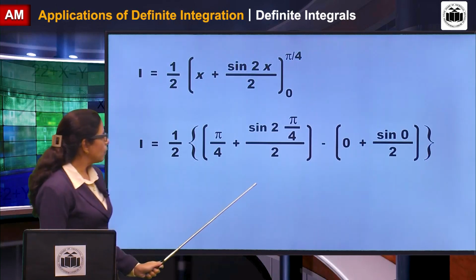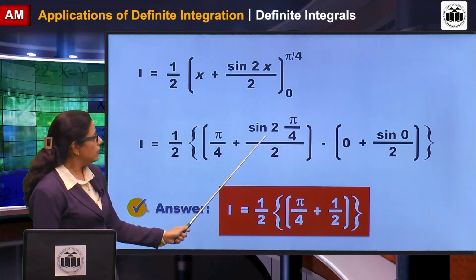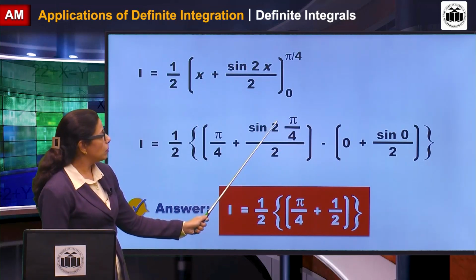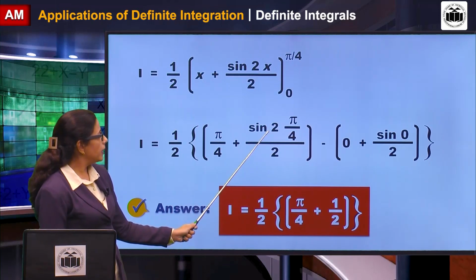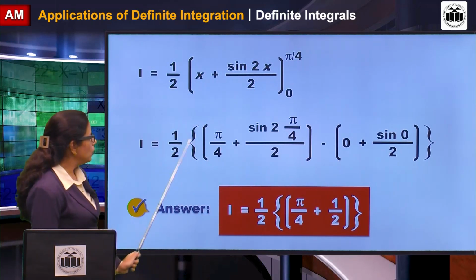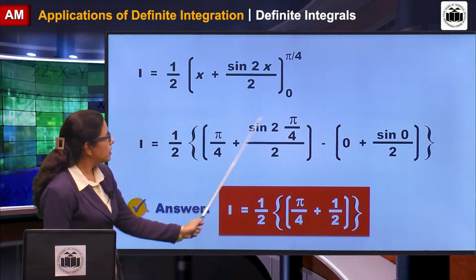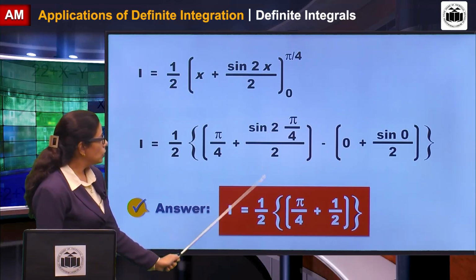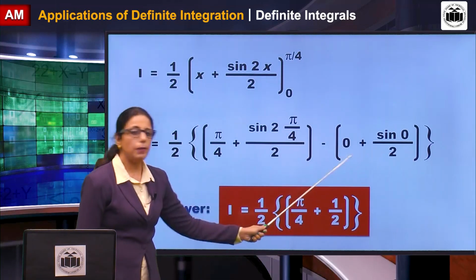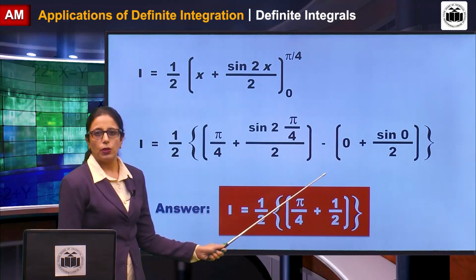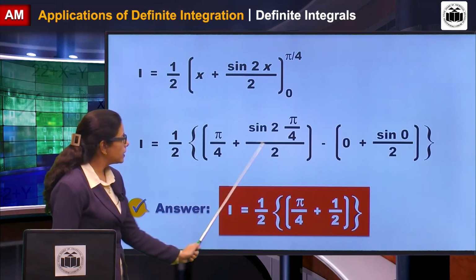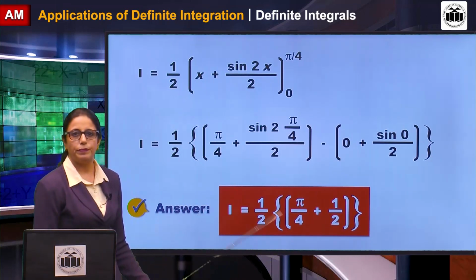So, what we get now is, you can see this 2 and this 4 get cancelled. So, we get a sine pi by 2. Sine pi by 2 is sine 90. So, when we solve this, what we get is a half into pi by 4. So, this sine 90 becomes 1, and the half stays. So, this becomes pi by 4 plus this half here, and this entire bracket for the lower limit will become 0. So, the answer would be half into pi by 4 plus half.